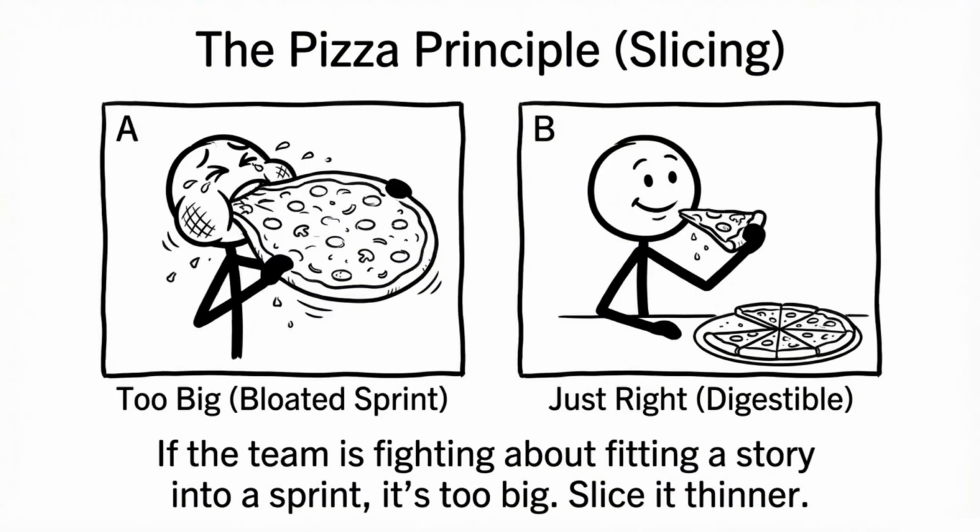Slide 12 here, the pizza principle. It's pretty simple, right? Look at A, trying to eat the whole pie at once. That's a bloated sprint. It's just too much. But B is where we want to be. We need to slice stories thinner so they're actually digestible. If the team starts arguing about whether something fits, honestly, that's your sign. It's too big. Just slice it smaller.